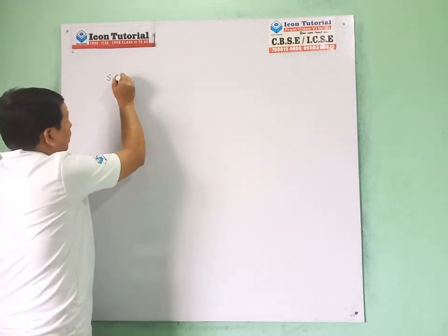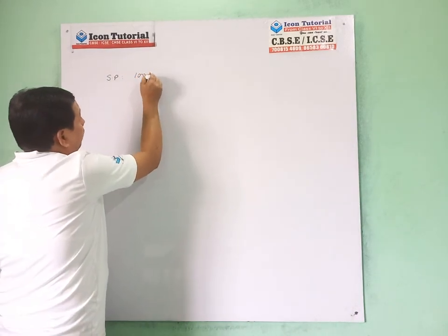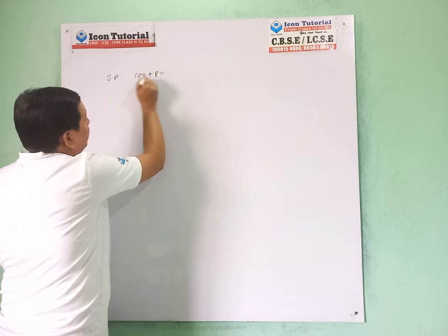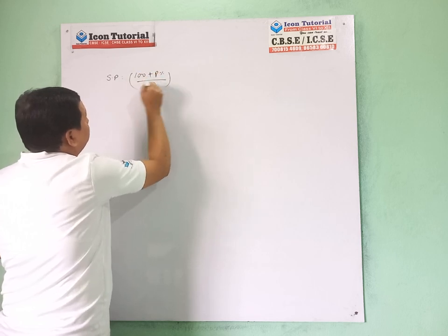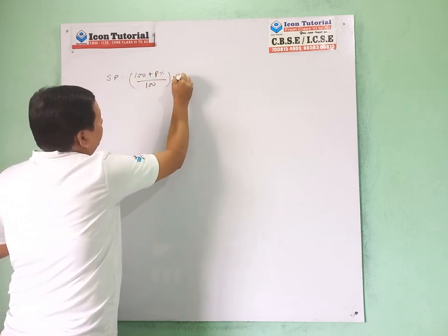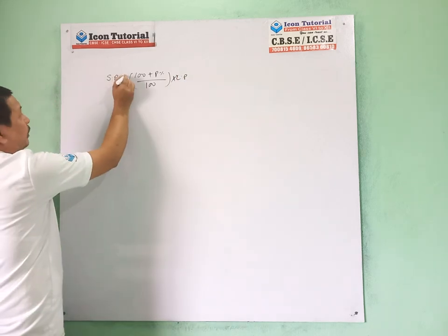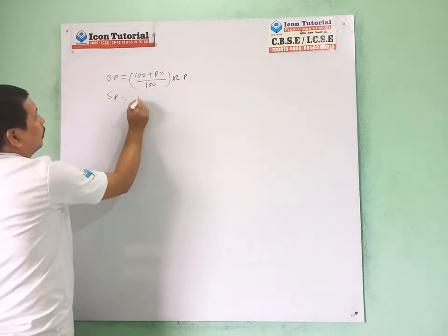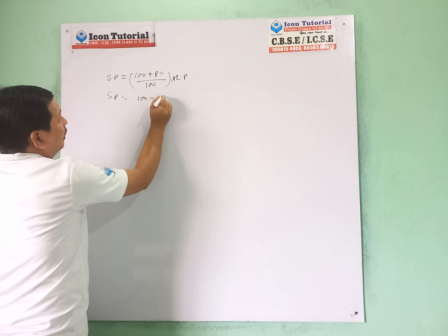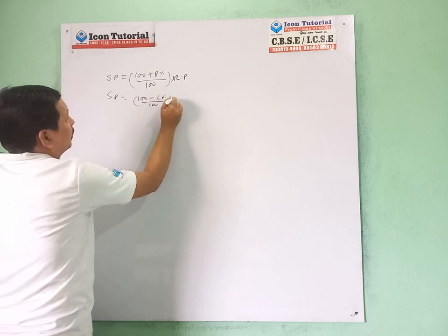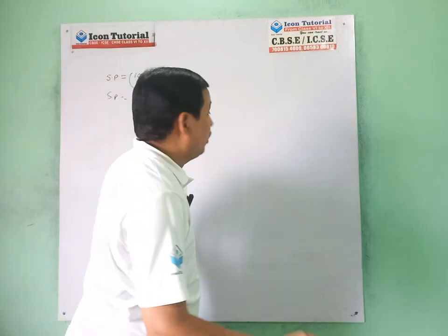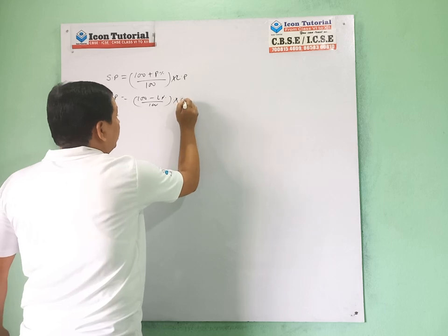So this is your SP. SP is equal to (100 plus profit percent) divided by 100, into CP. Okay, this is your SP. Again, SP is equal to (100 minus loss percent) divided by 100, into CP. Okay, write down. Now this is here CP.